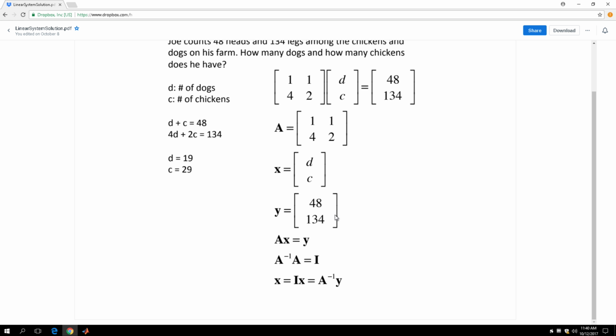So now the problem becomes, how do we actually solve for x, right? Because this x vector has the two unknown variables in it, D and C, the number of dogs and the number of chickens, right? That's the thing that we want to solve, right? Those are the numbers that we want to solve. For now, we don't really know what's actually inside of D or C, right? So we need to solve for x. So how do we actually solve for x?